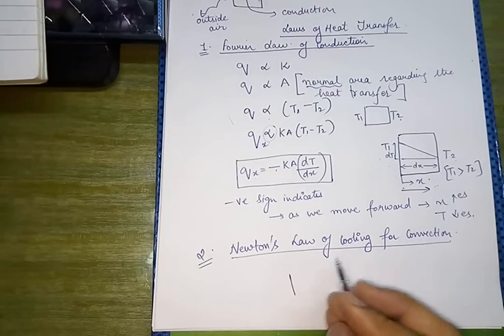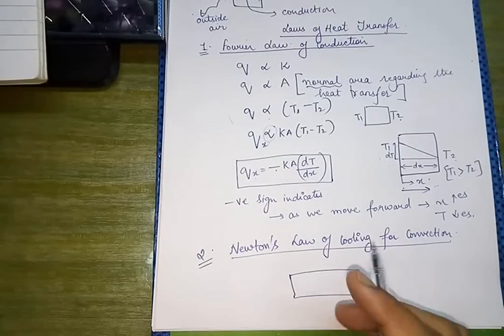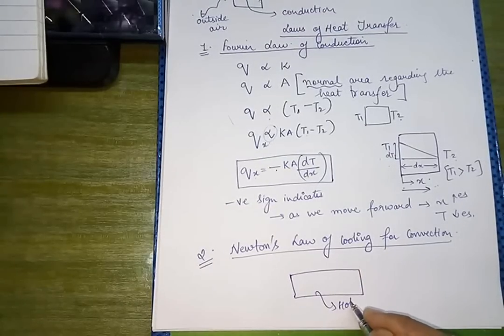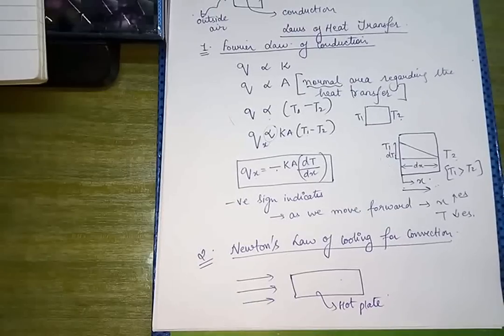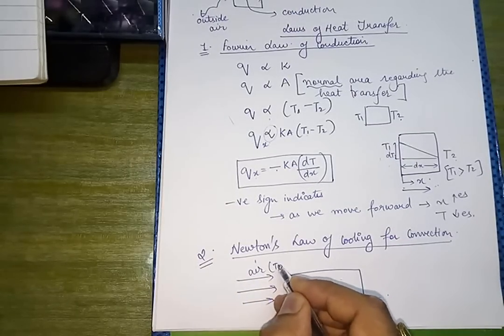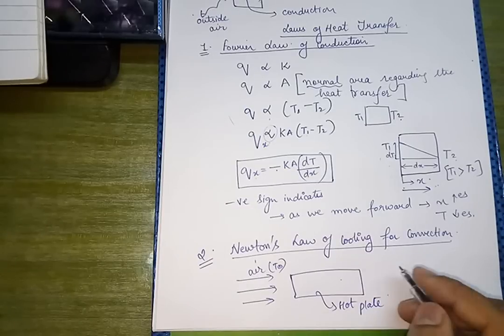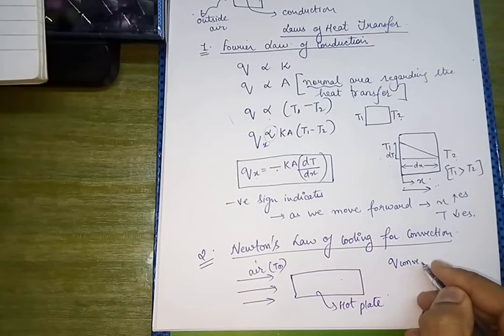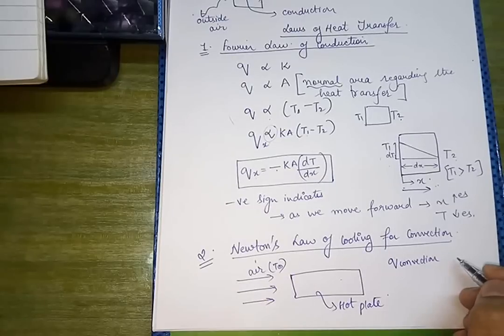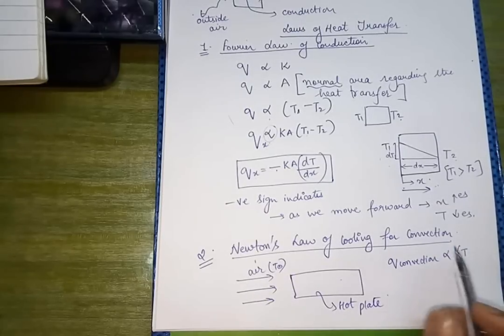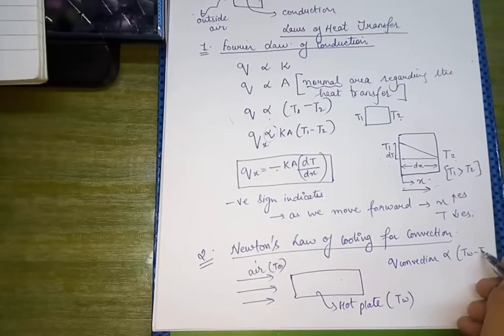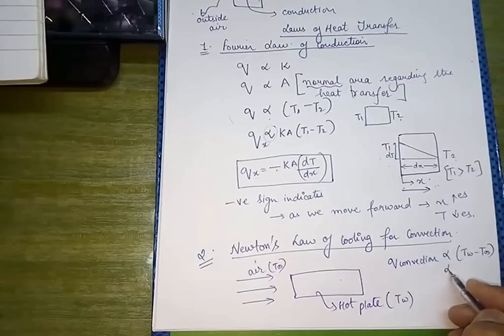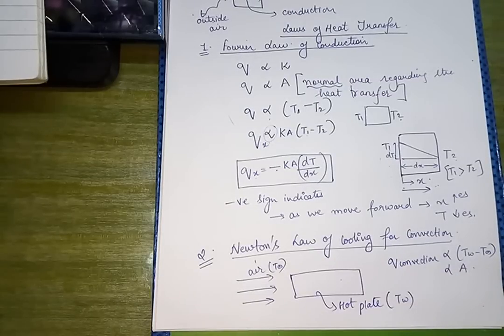Now Newton's law says that if this is a surface, or consider it as a hot plate, exposed to the ambient such that air is flowing over it as a fluid, and the temperature of the air is T infinity, then the heat lost by convection is directly proportional to the difference between the temperature of the hot plate, say TW, so TW minus T infinity, and it is also directly proportional to area.